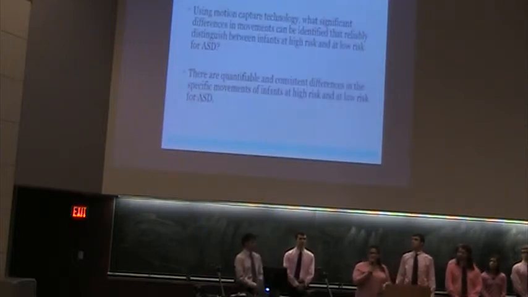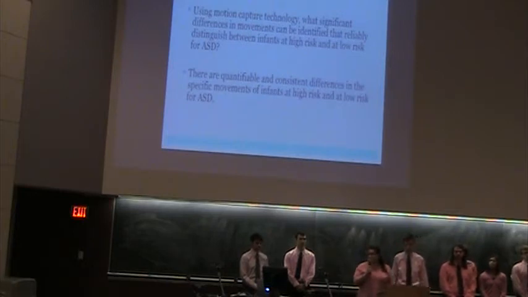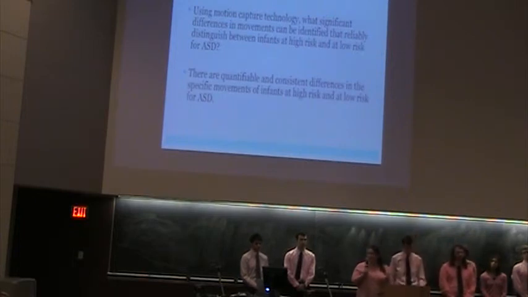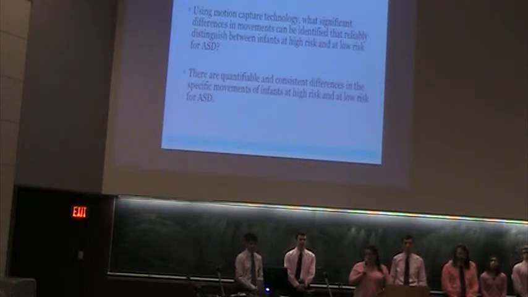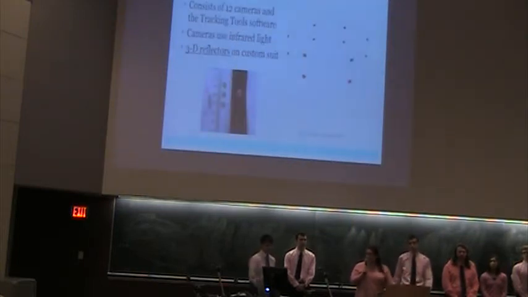So based on literature and collaboration with experts, we've come to our research question and hypothesis. Our research question is, using motion capture technology, what significant differences in movements can be identified that reliably distinguish between infants at high risk and at low risk for autism spectrum disorder? And then our hypothesis is that there are quantifiable and consistent differences in the specific movements of infants at high risk and at low risk for autism spectrum disorders. So now I'm going to pass it to Brendan, who's going to talk about the OptiTrack system and our team's methodology.